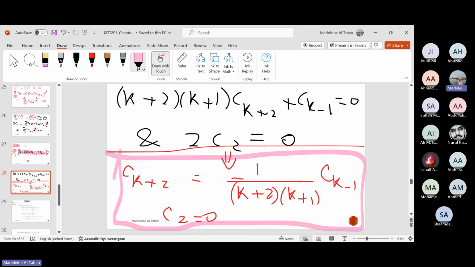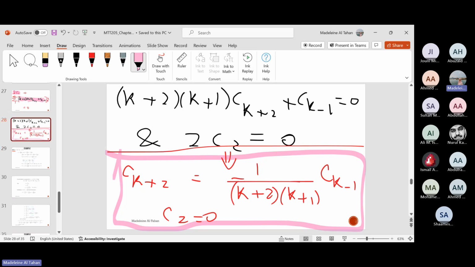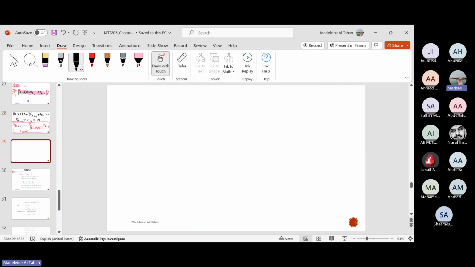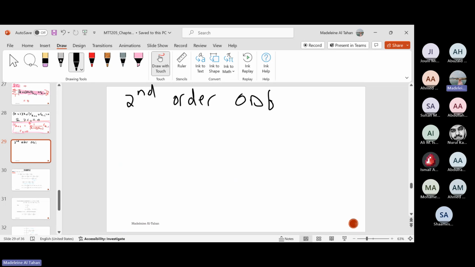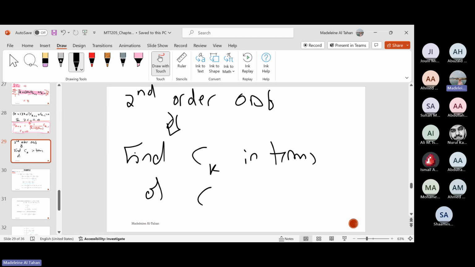Remember, what do we have here? Second order ODE. What do we mean by it? It means that we find ck in terms of c0 and another variable, c1. So if it's first order, all the other ck's will be in terms of c0. If it is second order, in terms of c0 and c1. If it's third order, c0, c1, c2.